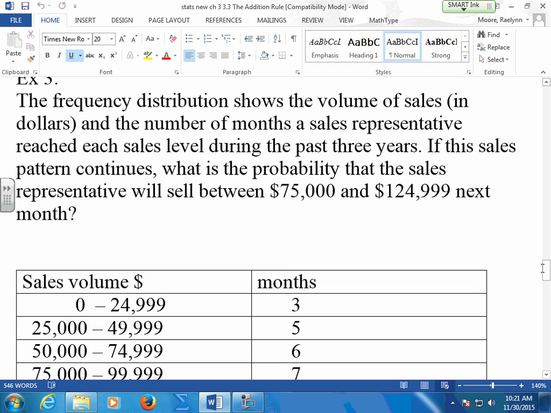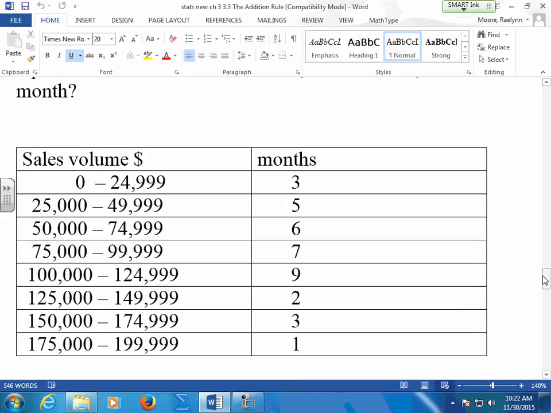Okay, and they do this with tables as well. The frequency distribution shows the volumes in sales, dollars, the number of months a sales representative reached each sale level during the past 3 years. If this sales pattern continues, what is the probability that the sales representative will sell between $75,000 and $124,999 next month? This is what's forecasting, what's predicting this. First of all, are these sales levels mutually exclusive?